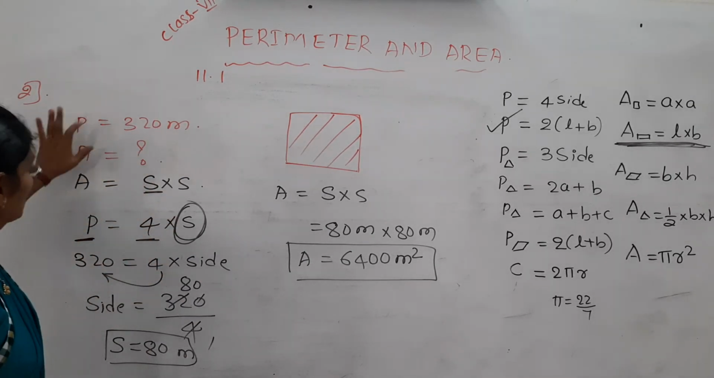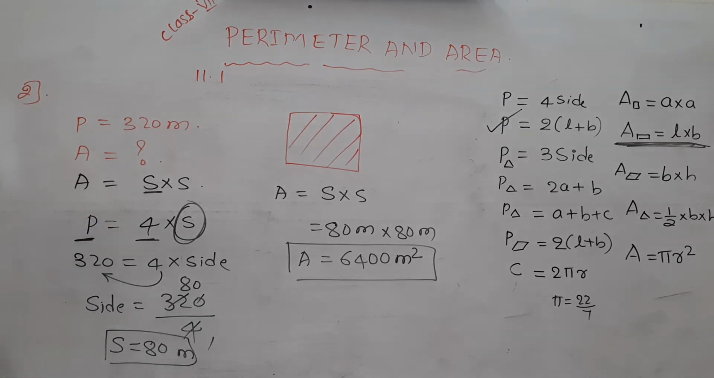If the perimeter is given, you can find its area. Yes, just pause it and take this answer.